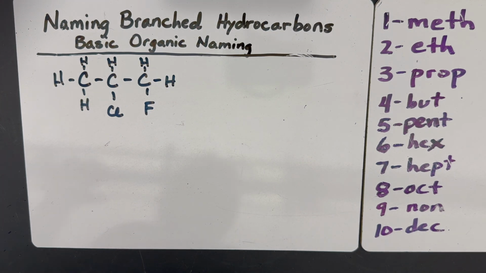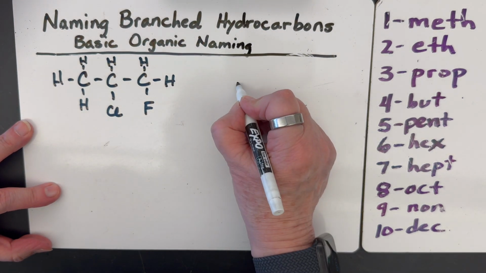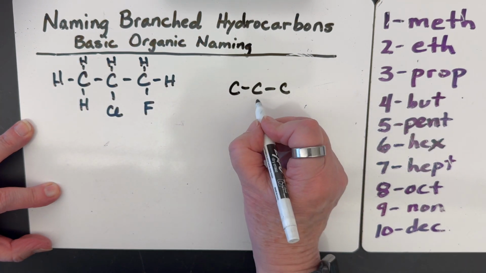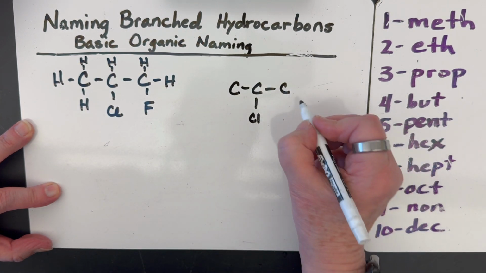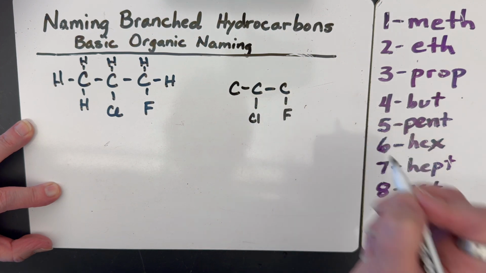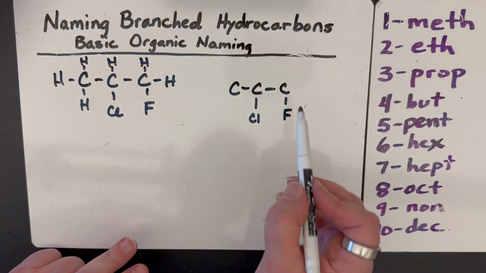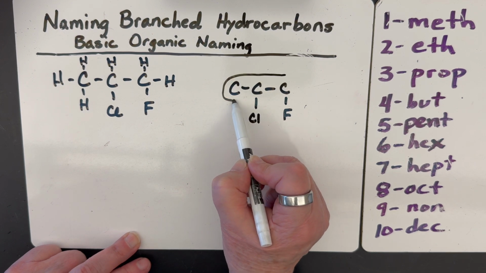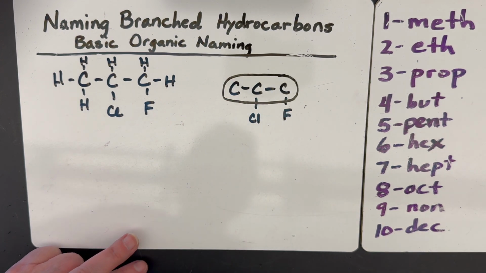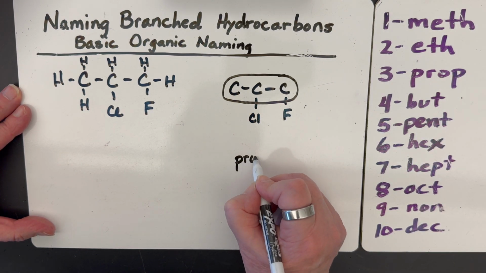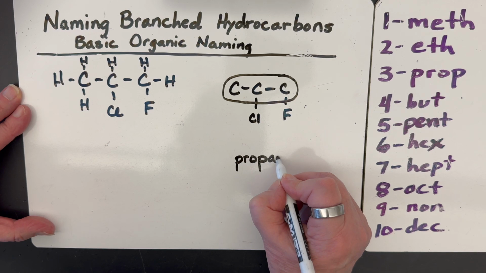Again, it's a lot easier, I think, if you take off the hydrogens and just have the carbon skeleton with anything that's not a hydrogen. So we have a Cl down here, we have an F over here, and everything else are hydrogens, and we don't have to name the hydrogens because they're named in the parent name. So our carbon chain, our parent chain, is 3. So 3 is prop, single bonds in between, propane.